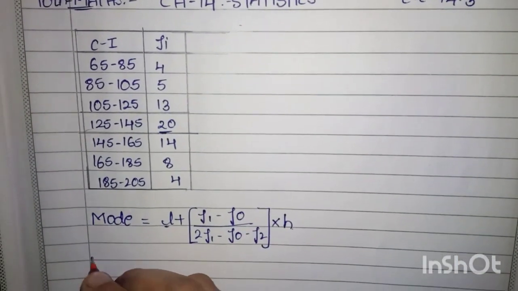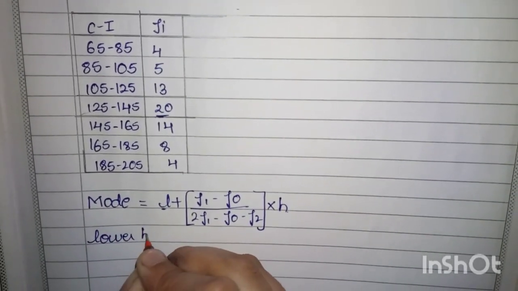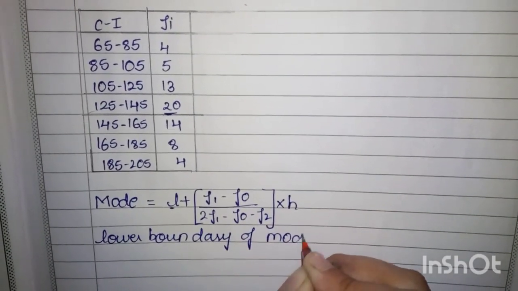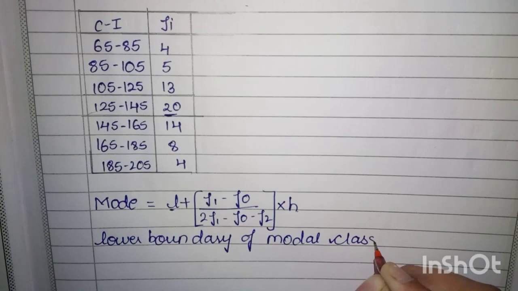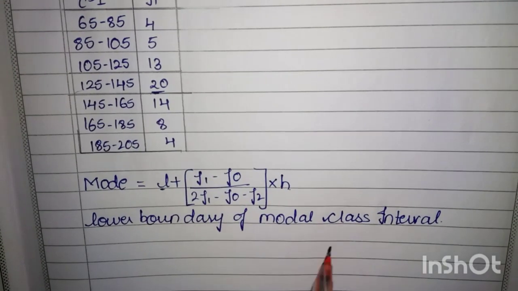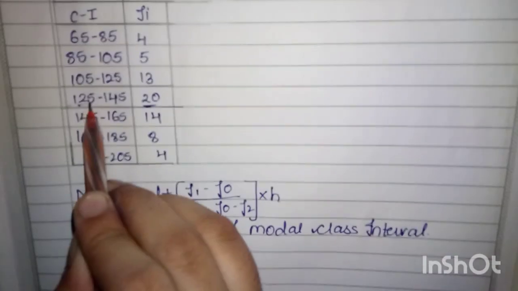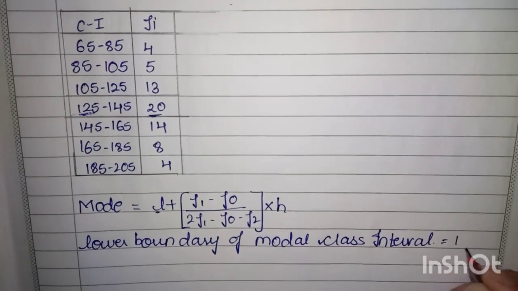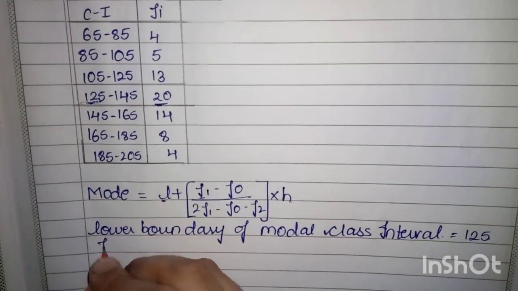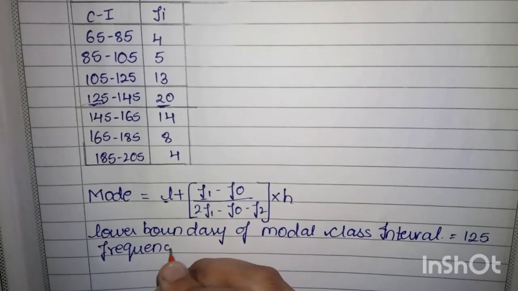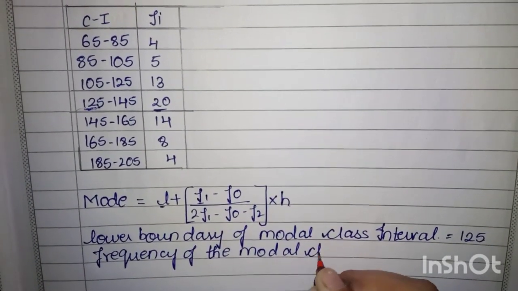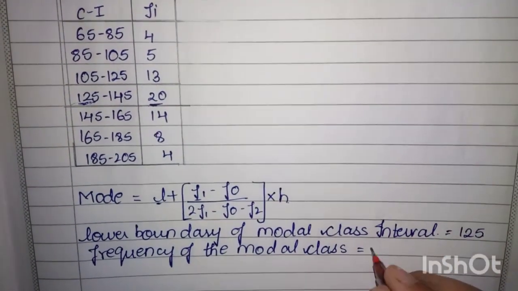So L is the lower boundary of the modal class interval. Okay, so what is the lower boundary of the modal class interval? This is the modal class interval. The lower boundary is 125. So L will be equal to 125. Next, F1 is the frequency of the modal class. It is nothing but 20.